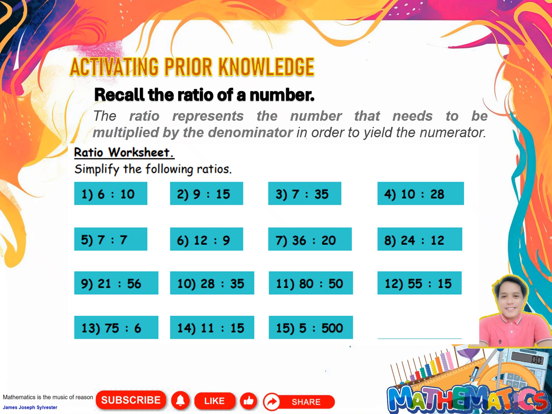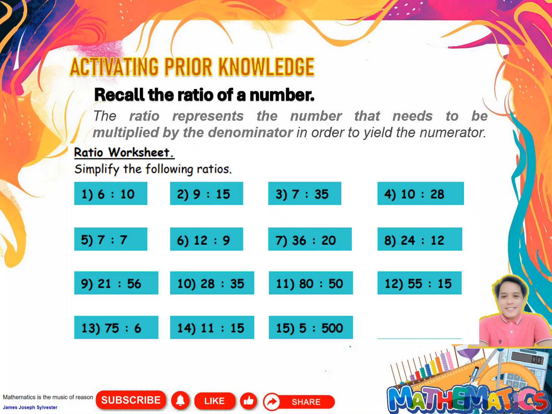7, 36 is to 20. 8, 24 is to 12. 9, 21 is to 56. 10, 28 is to 35. 11, 18 is to 15. 12, 55 is to 15.